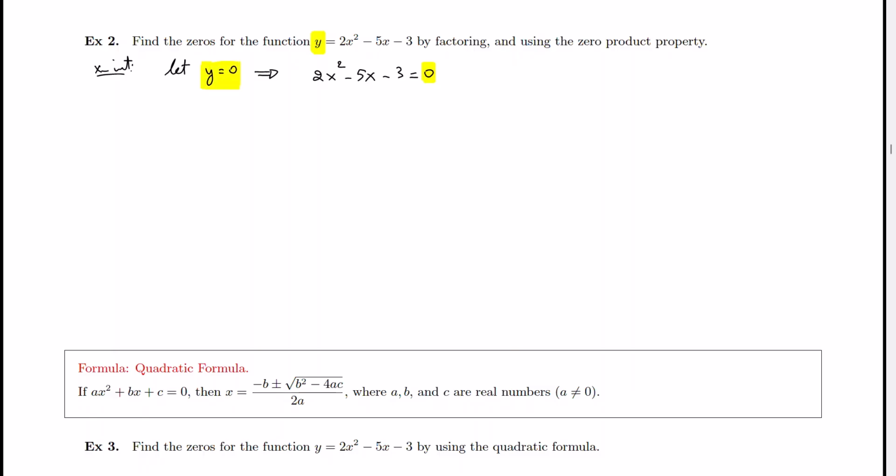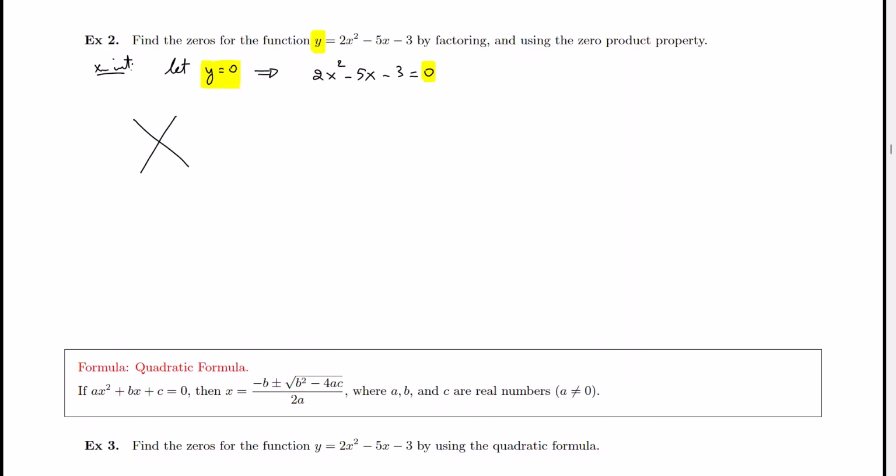So once we do that, we will have to factor this problem, and I'm going to revert back to the thing we learned before, which is this big X method, also known as the sum product method. Let's grab the 2, let's grab the negative 3, and multiply them. That's going to give us negative 6. And we will grab the negative 5 from the middle and put it on the bottom of the diagram. Once we do that, we have to ask ourselves the following question. Can we find two numbers that multiply to negative 6, and when you add them, you get negative 5?